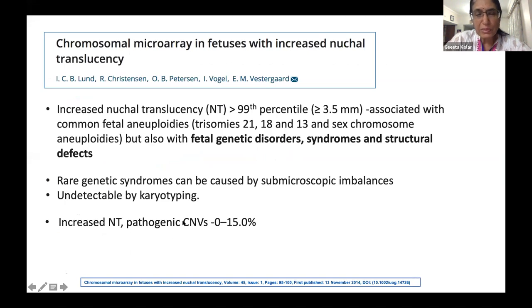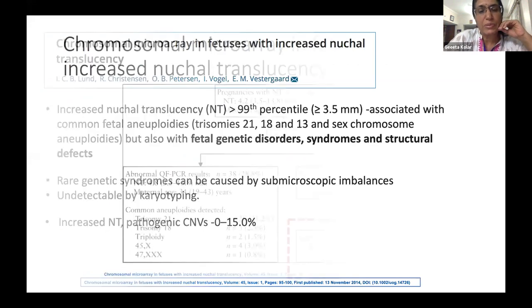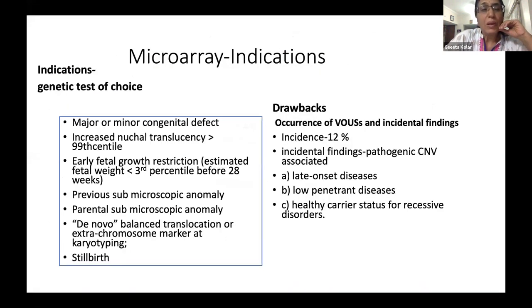But the biggest disadvantage is you get a lot of variants of uncertain significance where you do not know how to counsel these couples. So what are the indications for microarray today? Any major or minor congenital defect, increased NT, early fetal growth restriction, previous submicroscopic abnormality, or previous stillbirth. But the drawback is there is occurrence of variants of uncertain significance and incidental findings.